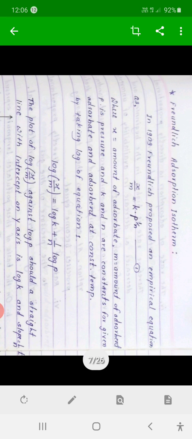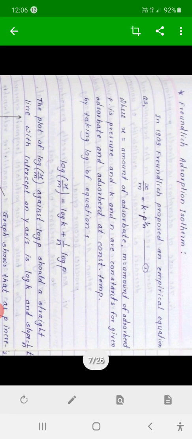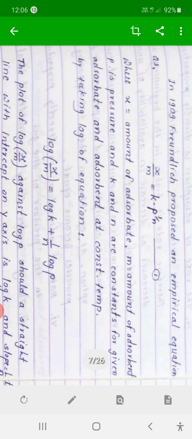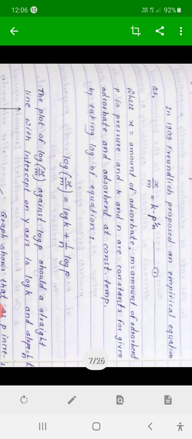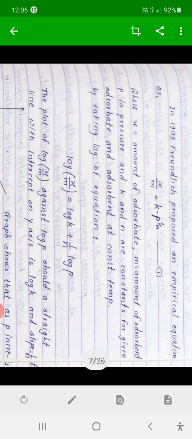In 1909, Freundlich proposed an empirical equation: x by m is equal to k into p raised to 1 by n, where x is the amount of adsorbate, m is the amount of adsorbent, P is pressure, and k and n are constants for a given adsorbate and adsorbent.